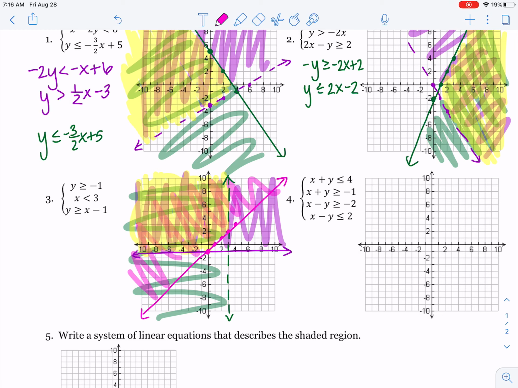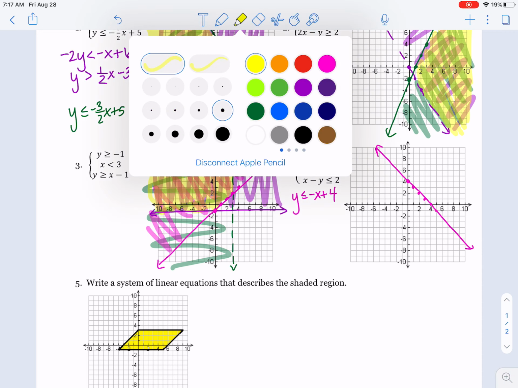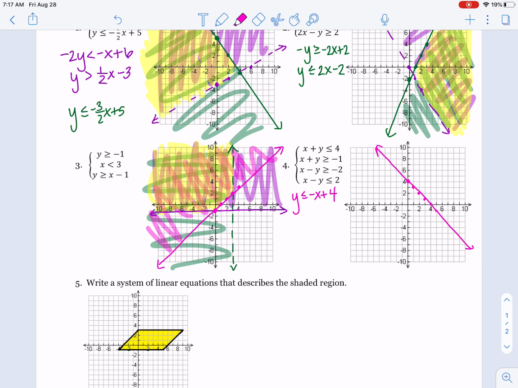And then number 4, none of them are solved for y, and there's 4 of them. So we're going to start with solving for y. Up on the y-axis at 4. Solid line. And I am interested in everything below. So to try to avoid getting too crazy since there's 4, I'm going to do like this little arrow, just so I know that I'm shading below.